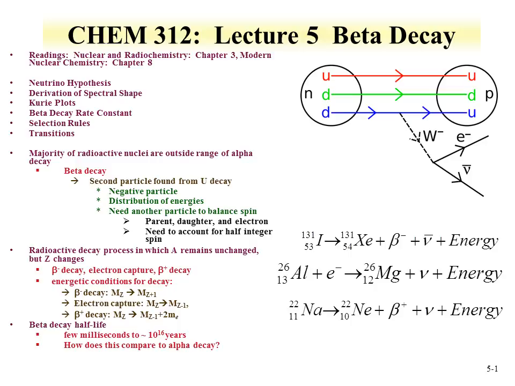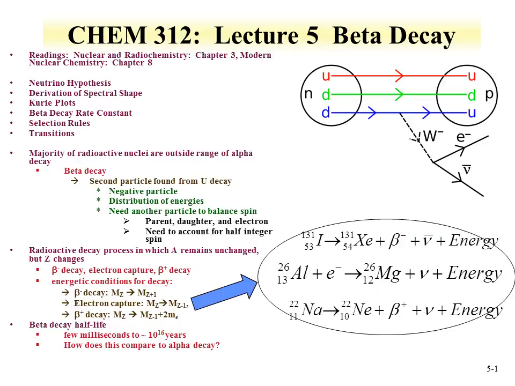Because of this distribution of energy, there's need for another particle to balance spin, parent, daughter, and electron. So we need to account for a half-integer spin. Now within this radioactive decay process for beta decay, the total mass, A, remains unchanged, but Z changes. In beta minus decay, we change a neutron into a proton, and electron capture in beta decay, which are shown here.